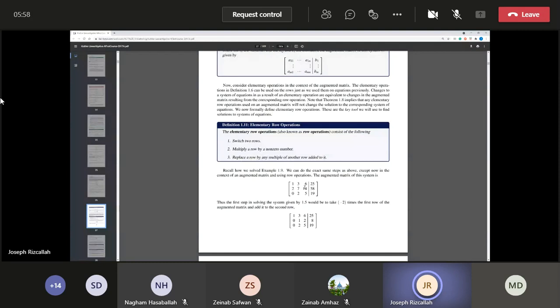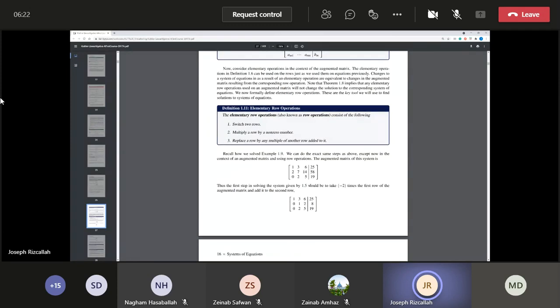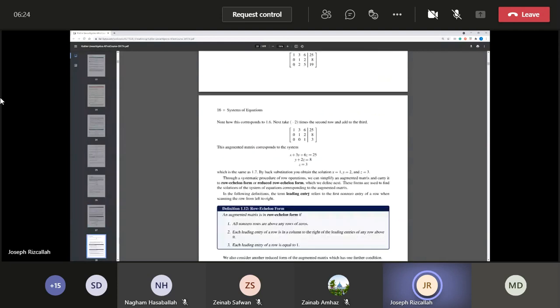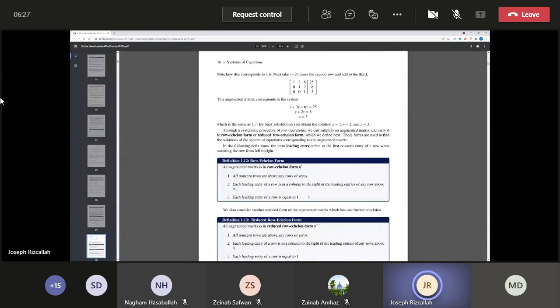Today, I want to use these operations, the elementary operations, which we have defined and we have already practiced earlier, okay, to reduce the augmented matrix into a very simple form, which will make it very easy to solve the system of equations at hand, okay? And these forms are usually called the row-echelon form and the reduced row-echelon form, okay? So the names are here, you can see them. So the row-echelon form, and the second one is called the reduced row-echelon form.